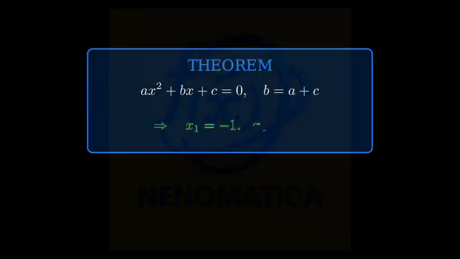Theorem: if ax squared plus bx plus c equals 0, and b equals a plus c, then the two roots are x sub 1 equals negative 1, and x sub 2 equals negative c over a. Proof: we start from the general quadratic, and use the given condition b equals a plus c. We will factor by grouping to expose the two roots directly.